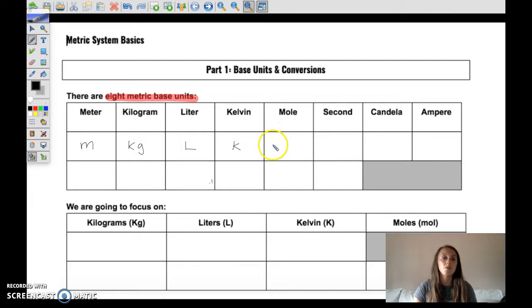The mole is something you probably haven't heard of. It's abbreviated mol, which I know seems like a really silly abbreviation because it's only 1 letter short, but it's extremely important in chemistry. The second, abbreviated with a lowercase s, is the base unit for time. And then the other 2 base units which we're not going to use are the candela, which is cd, which is used for light, and ampere, which is used for voltage and electricity, abbreviated A.